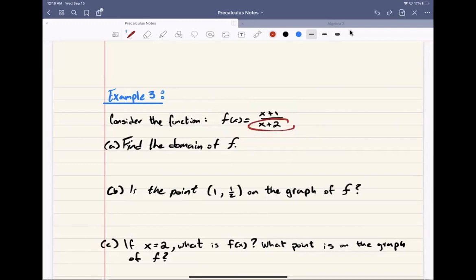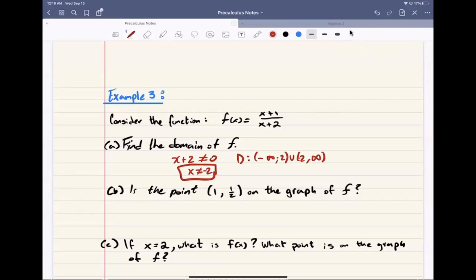Since we have a denominator, we can't let the denominator equal 0. So you're going to do x plus 2 cannot equal 0. So x cannot equal -2. That's our domain of f. But we like writing it like this: negative infinity to -2 union -2 to infinity. That is what our domain is. Once again, why? Because we're not including -2. My bad, because you're going to subtract 2 from both sides. Next up, it says: is the point (1, 1/2) on the graph of f?